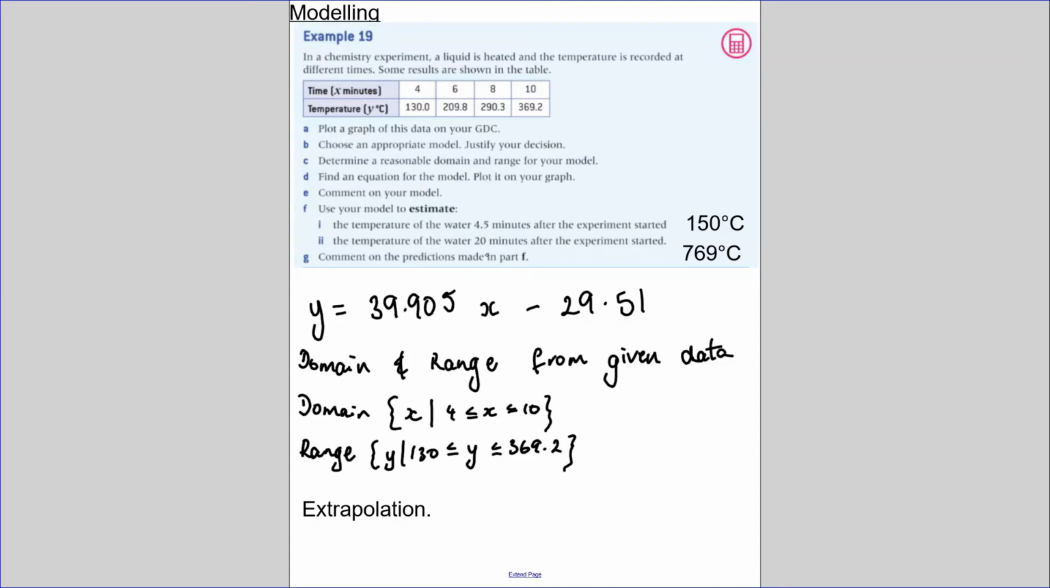And that is one of the most important parts of the modelling, is that we can only use data that's within the domain that we've been working in. We can't make predictions outside of the domain, it's not as valid.